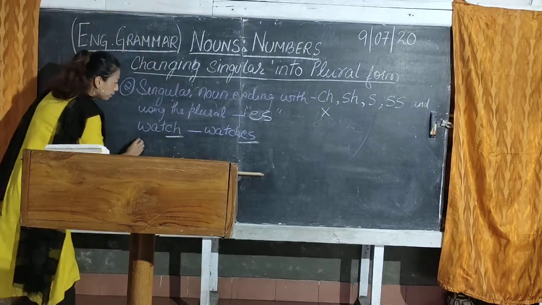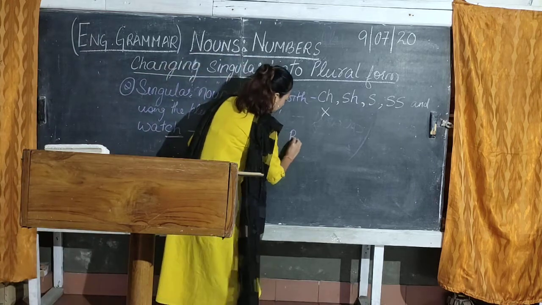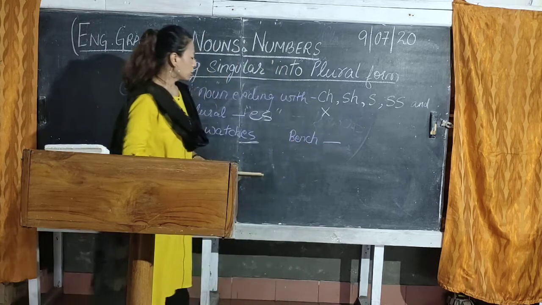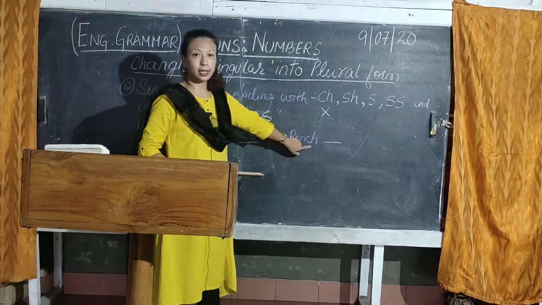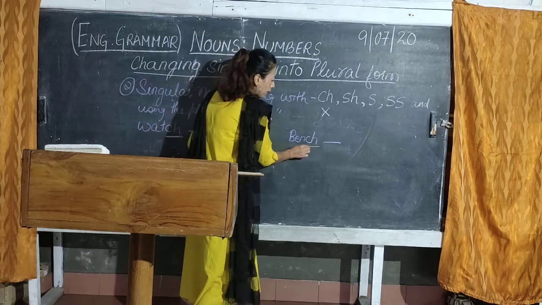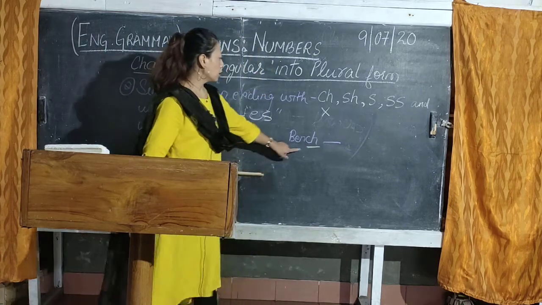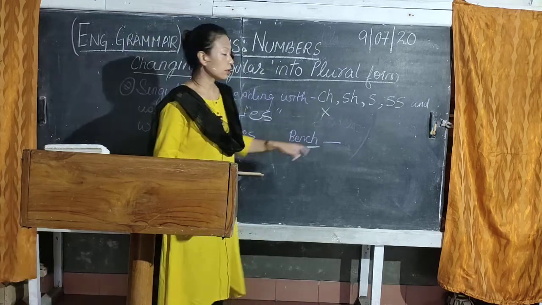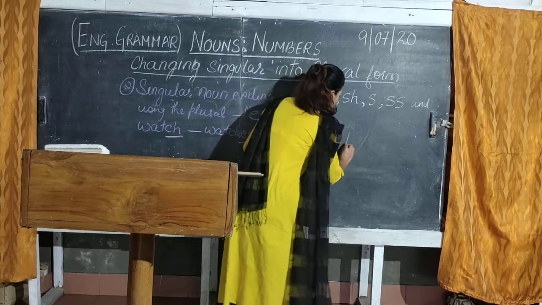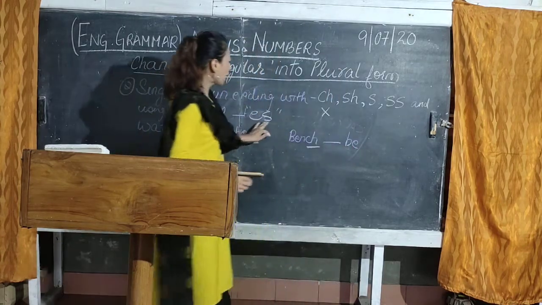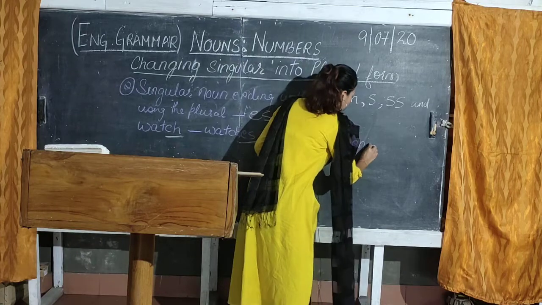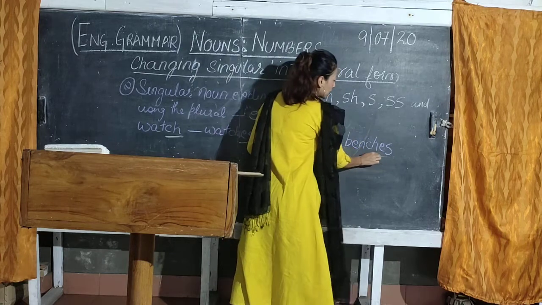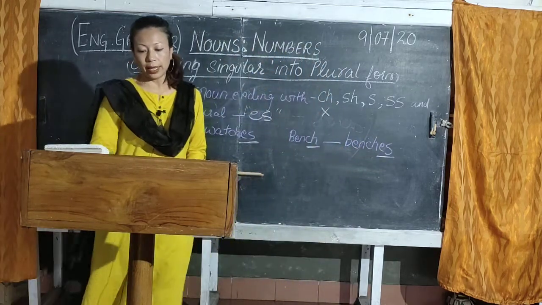Let's go by the second one. Bench. If you see the singular noun word, you see bench, ch. So to change into plural, we have to add es. Benches. So we are adding es here.